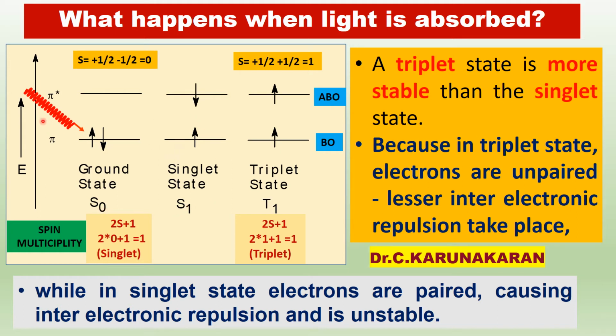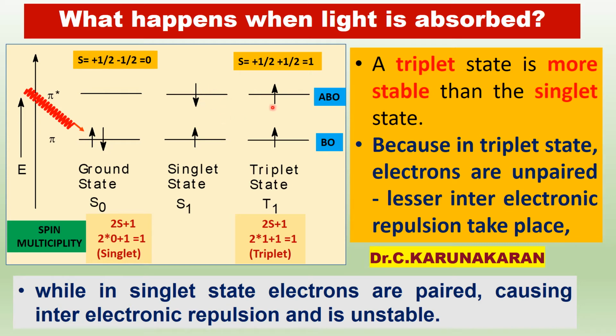And when a photon of light falls on the ethylene molecule, it absorbs the light photon. One of the electrons is promoted to the higher pi star level. Now this is again a singlet state because this is plus of half, this is minus of half.